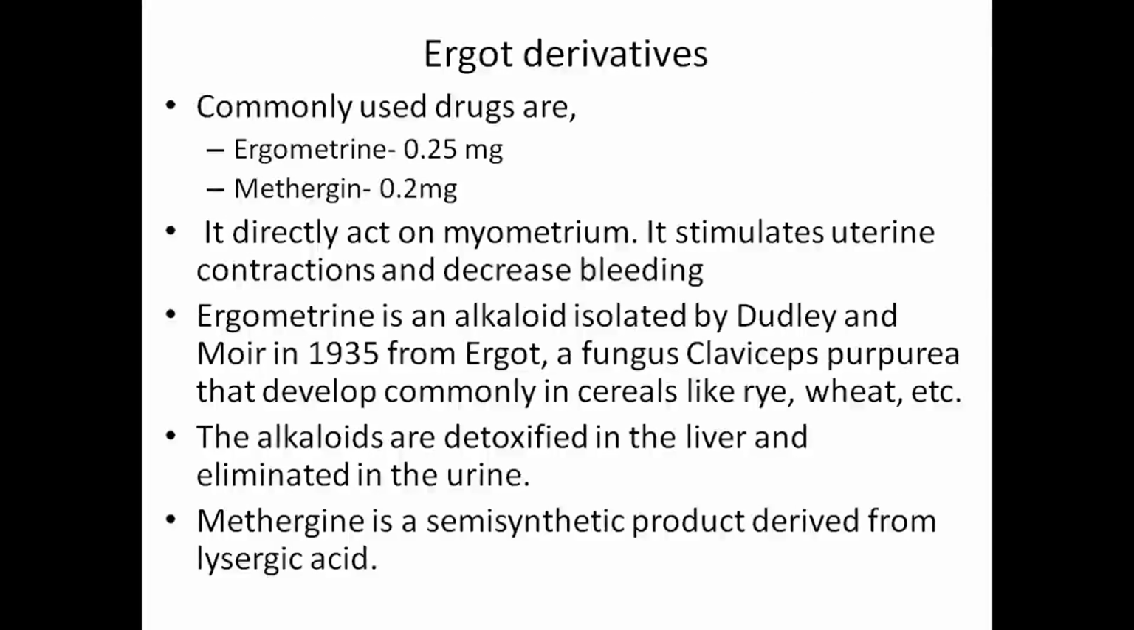Second is ergot derivatives. Commonly used drugs are ergometrine 0.25 mg and methergine 0.2 mg. It acts directly on the myometrium to stimulate uterine contractions and decrease bleeding. Ergometrine is an alkaloid isolated by Dudley and Moore in 1935 from ergot, a fungus, Claviceps purpurea, that commonly grows in cereals like rye, wheat, etc. The alkaloids are detoxified in the liver and eliminated in the urine. Methergine is a semi-synthetic product derived from lysergic acid.